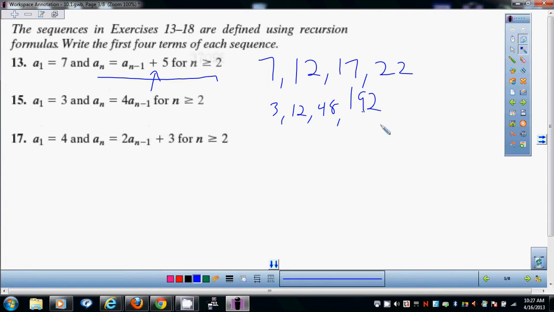You try 17. Try 17. The first one's given to you. Then you just plug it in the previous formula for A sub n minus 1.